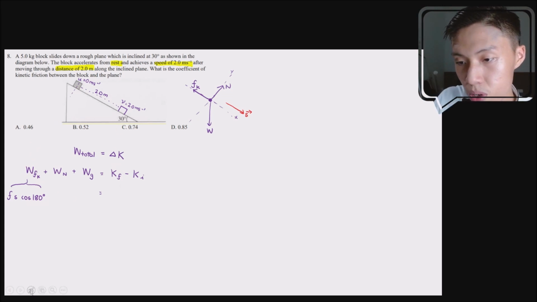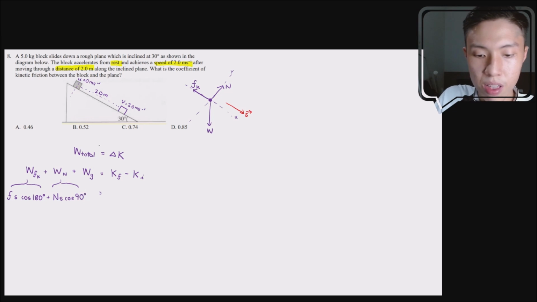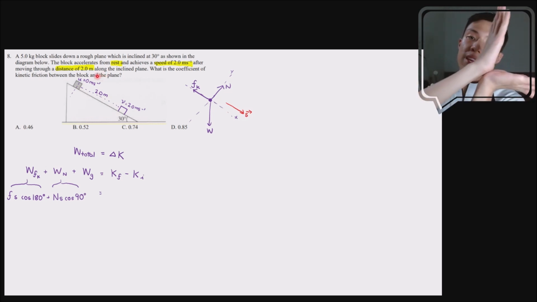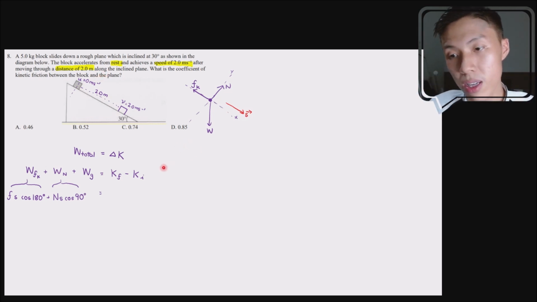Next, we have the work done by normal force. The work done by normal force, well, without space, it should be Ns cos, well, it's 90°. If you can see that, this normal force here is perpendicular to the displacement. The displacement is along the inclined plane, whereas the normal force is perpendicular to the inclined plane. So both of them should have an angle of 90° in between them.